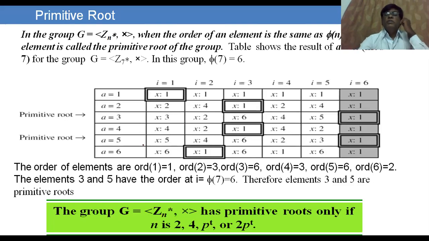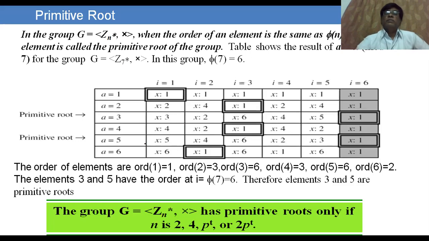Then we have the primitive root. Generally, if we have a group of values and the order of an element is the same as phi of n, that element is called the primitive root of the group.